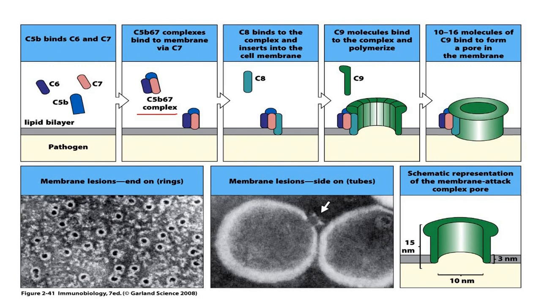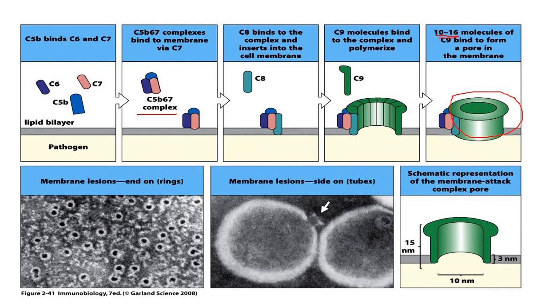Once it inserts into the membrane, then comes the role of C9. C9, can you see the green colored structure? This C9 will bind to the complex and it will polymerize, and after polymerization is complete, it will form this well-like structure. 10 to 16 molecules of C9 will form the membrane attack complex. This membrane attack complex is 15 nanometer in height, 3 nanometer of it will insert into the membrane, and the diameter of the membrane attack complex is 10 nanometer.